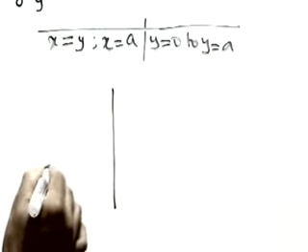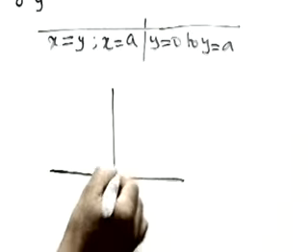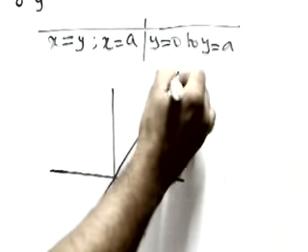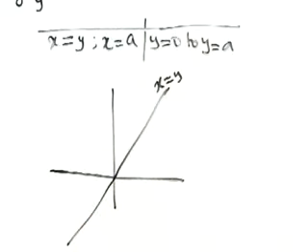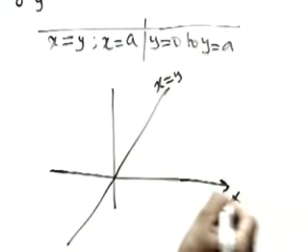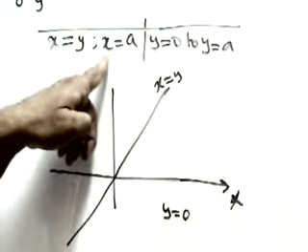For that, first let us draw the figure. Suppose this is the figure. Now watch carefully. In the previous class I showed this line is y equals x or x equals y. So this is the line. Next, y equals 0 means the x-axis.